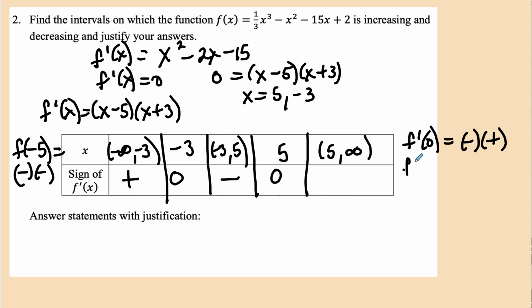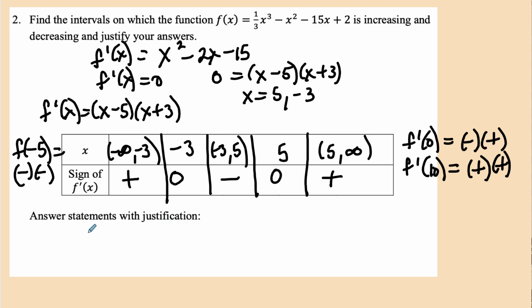And then I'm going to test out a point between 5 and infinity. I'll test out a point like 10, somewhere in the interval. If I put 10 in here, I am going to get a positive value, and if I put 10 in here, I'm going to get another positive value. Positive times positive is positive.